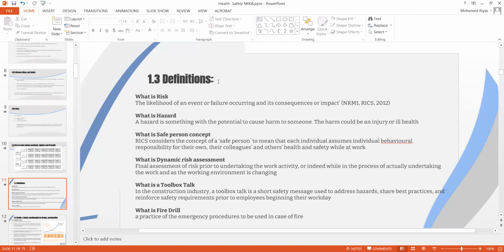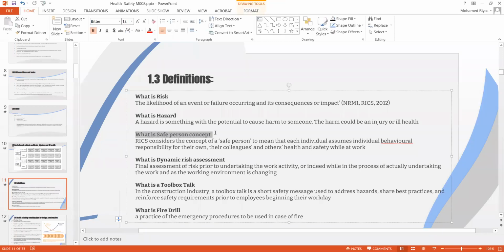And what is hazard? Something with the potential to cause harm to someone. So if there is any potential which could cause harm, injury or ill health, that is called a hazard. So risk is the likelihood or probability, and hazard is the potential to cause harm to someone.